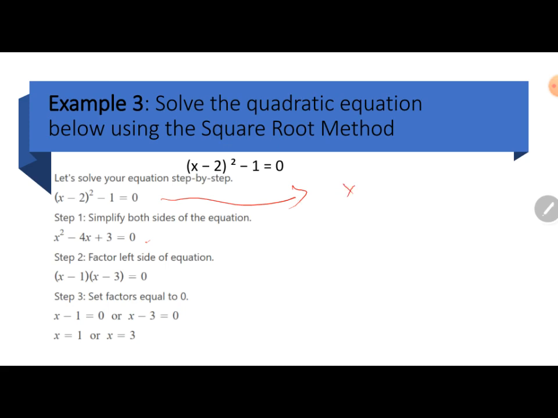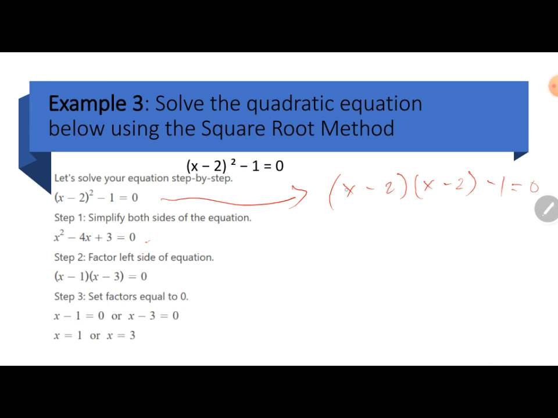So we have x minus 2, and again x minus 2. Then we're going to have minus 1 equals 0.